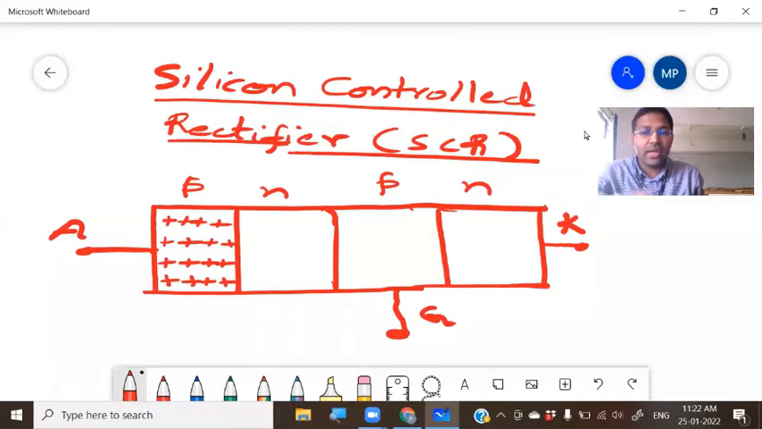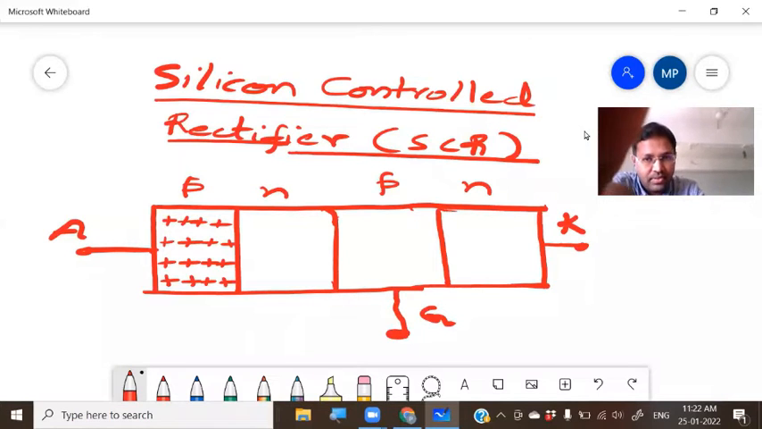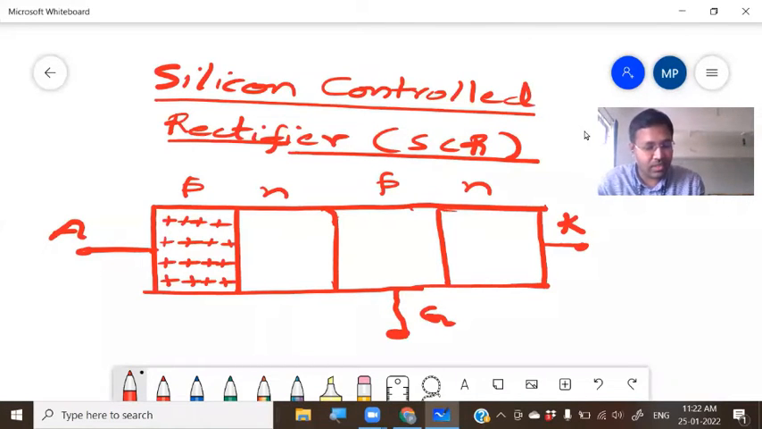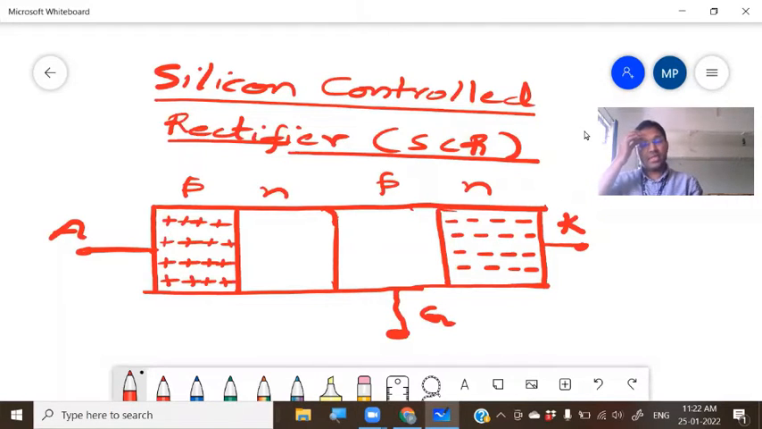Likewise, the outermost N region is also heavily doped. Outermost regions heavily doped, both P and N. Heavily doped means more number of free electrons. So I will represent more number of free electrons. We know that electrons are negatively charged, so I am putting minus sign. So outermost regions are heavily doped, whereas the inner regions are lightly doped.